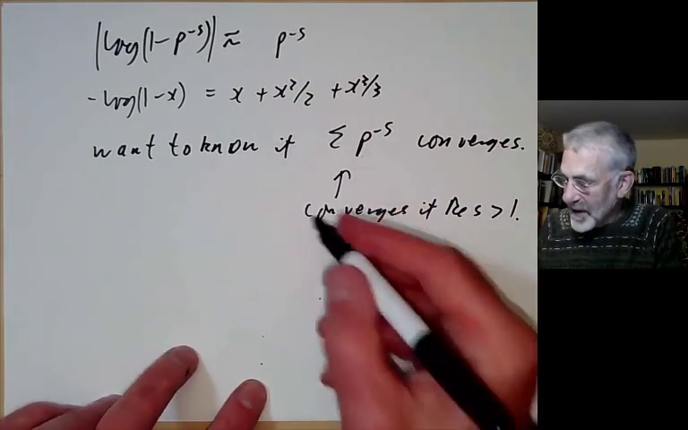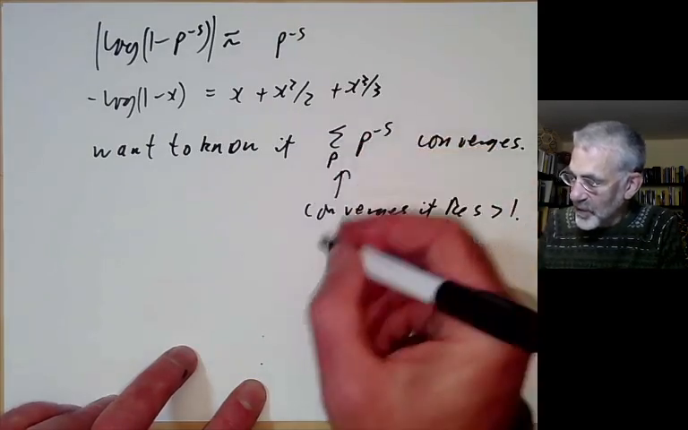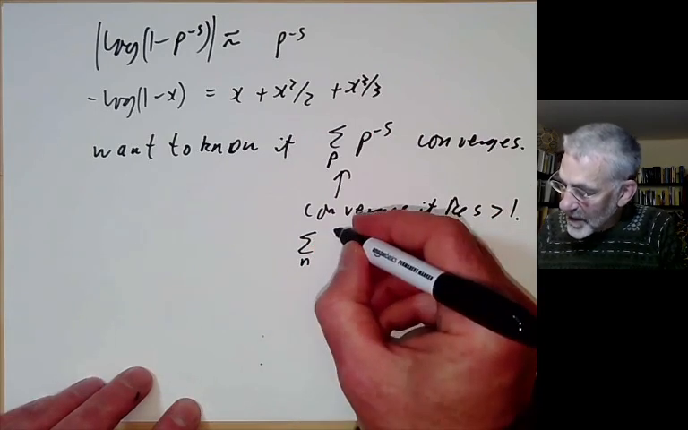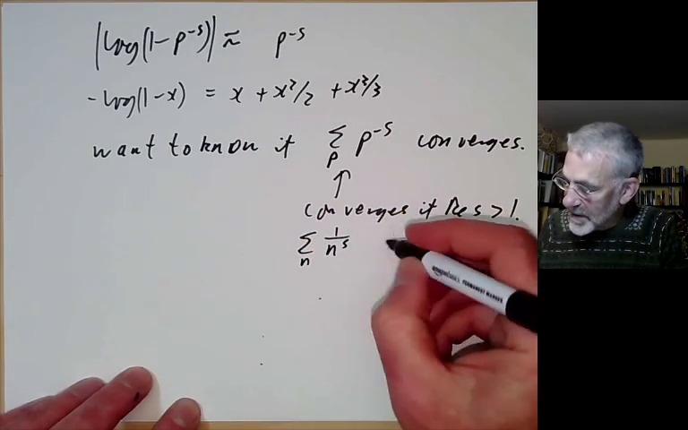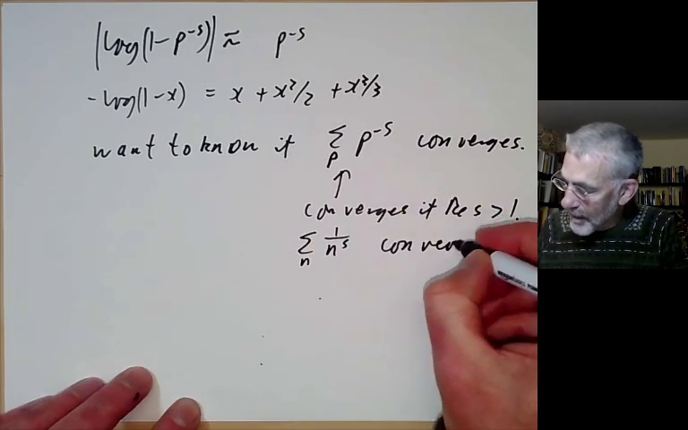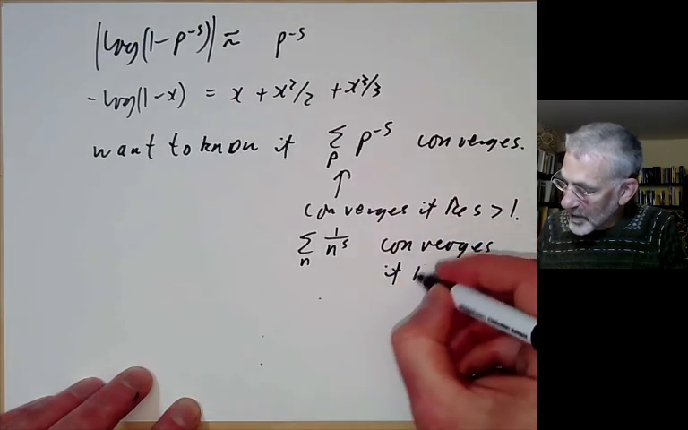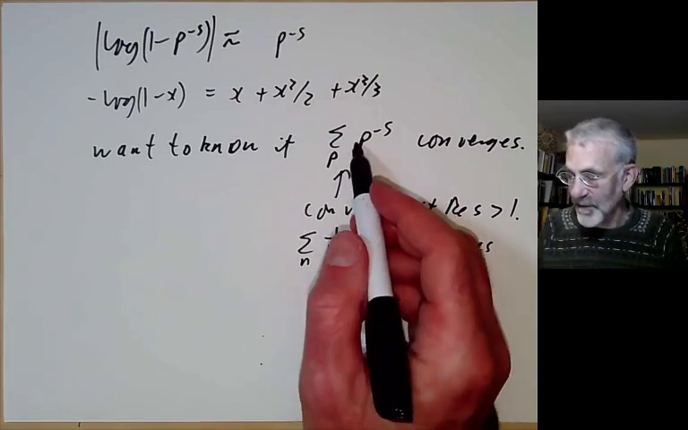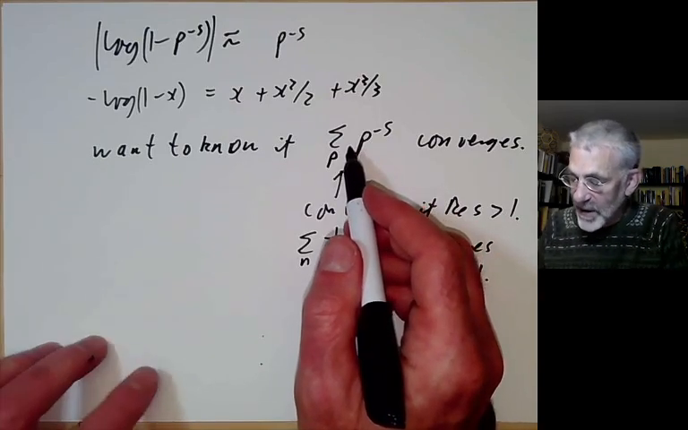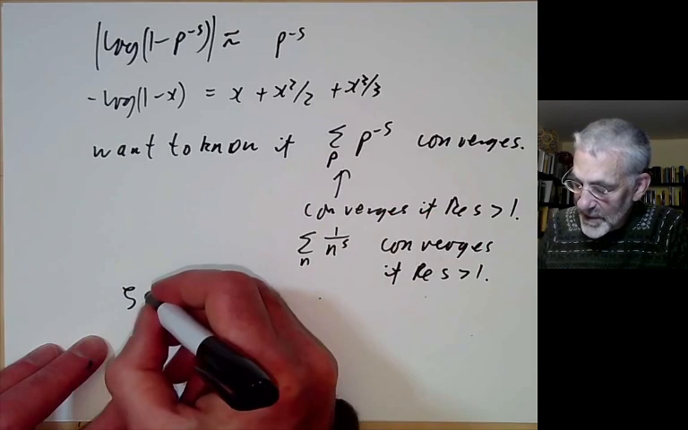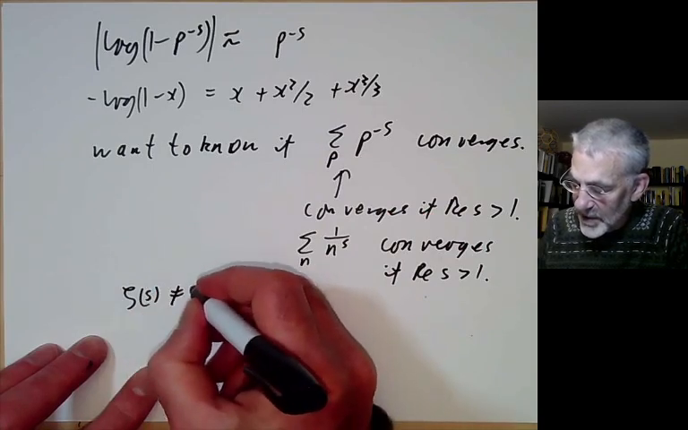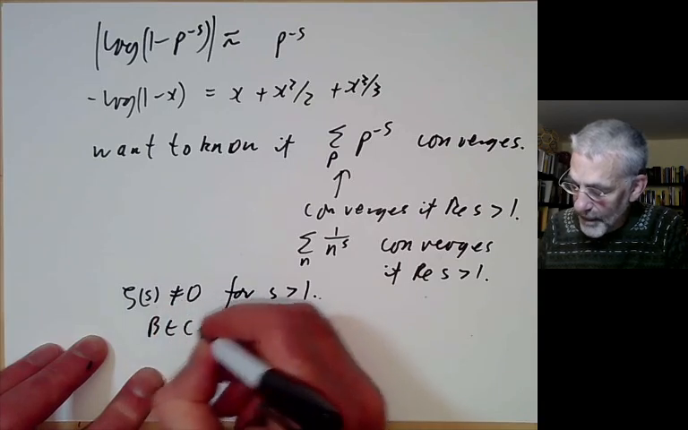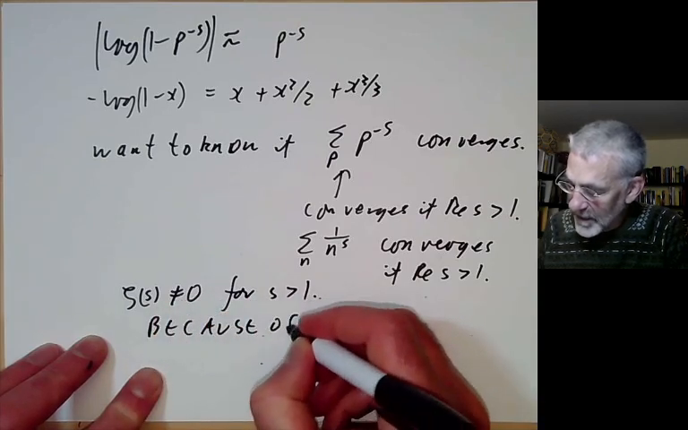You can see that fairly easily, because here this is a sum over all primes. But if you take a sum over all integers, the sum over n of 1 over n to the s, this converges if the real part of s is greater than 1. So if the sum over all integers converges, the sum over all primes converges. So what we conclude from this is that the Riemann zeta function is non-zero for the real part of s greater than 1, because of the Euler product.